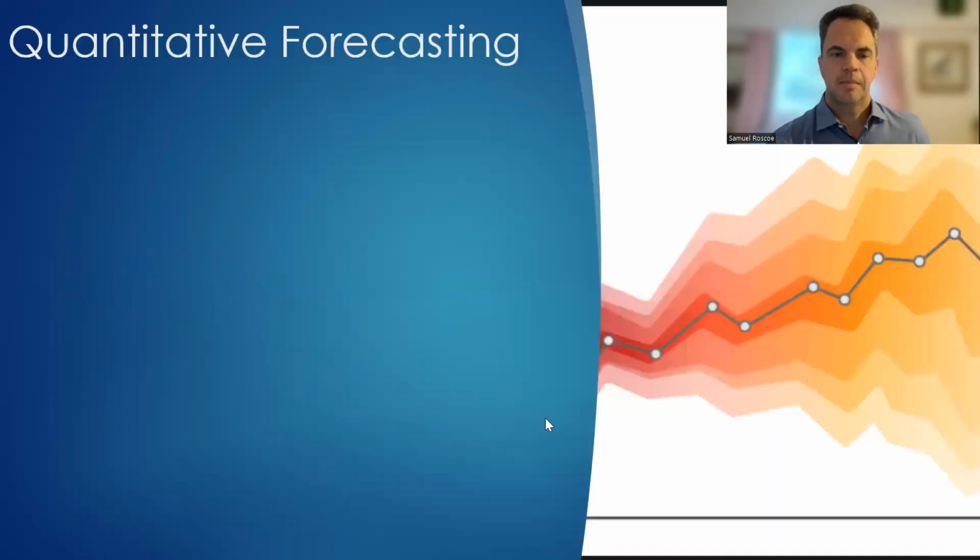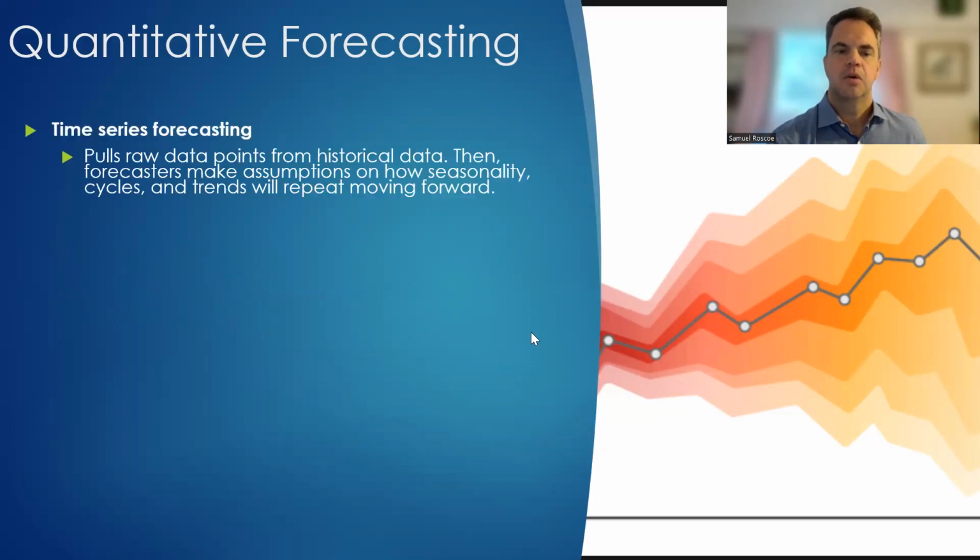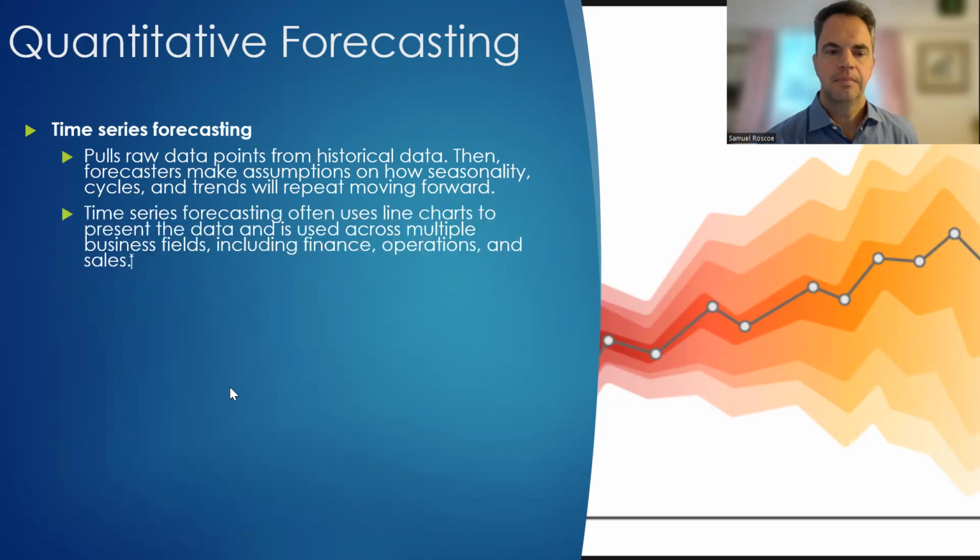Okay, so some of the other things that we can look at within quantitative forecasting is time series forecasting, which pulls raw data points from historical data. Then forecasters make assumptions on how things like seasonality, purchasing trends, and cycles over a period of time will repeat moving forward. Okay, so it looks at past fluctuations in demand, why those happened, is it seasonality, is it event related, and then they build that into future forecasts. Time series forecasting often uses line charts to present the data and is used across multiple business fields, finance, operations, and sales.